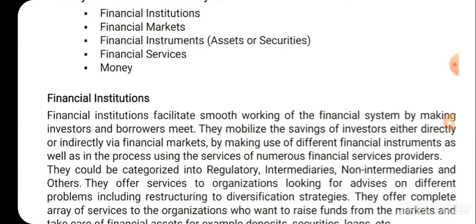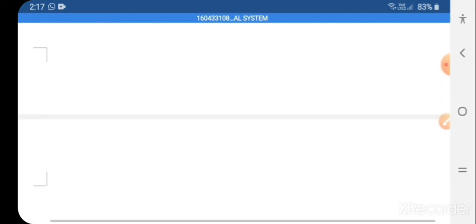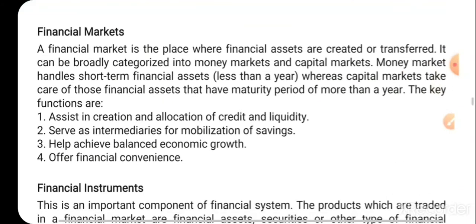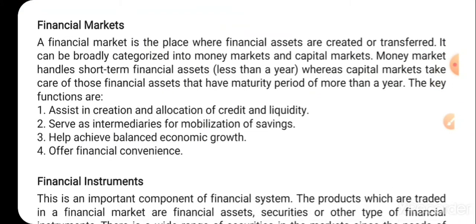And the next one is financial markets. So what do we mean by financial market? Financial market is a place in which financial assets are created or transferred. Here it is not a real transaction, which means exchange of money for real goods or services, but it is a place where financial transaction occurs, which means creation or transfer of a financial asset.